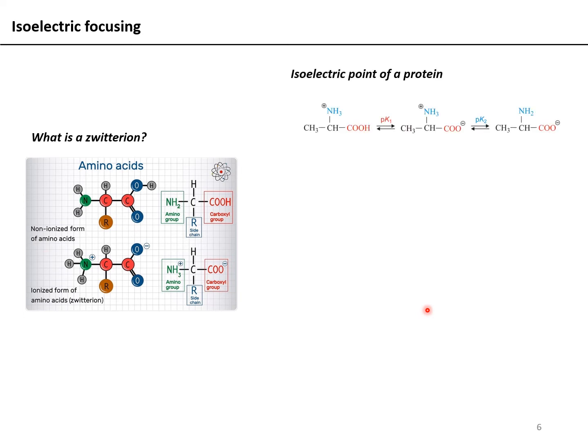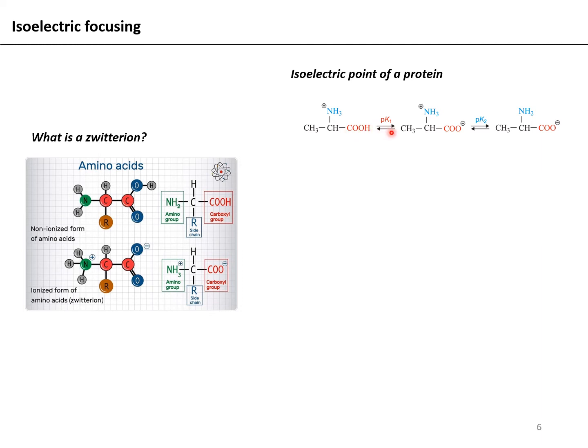Now, next is isoelectric point. What is the isoelectric point of a protein? As the pH of a solution increases, it has less and less free protons available. So say we start at a lower pH. At lower pH, you have an excess of protons available in the solution. Therefore, both the amino group and the carboxyl group are protonated.